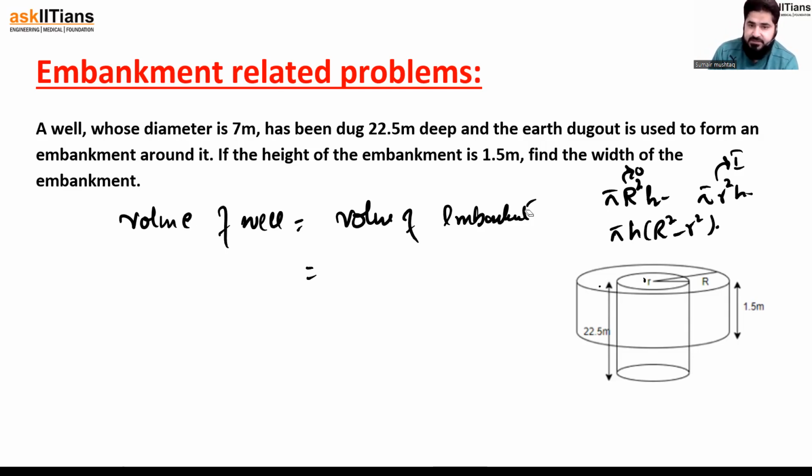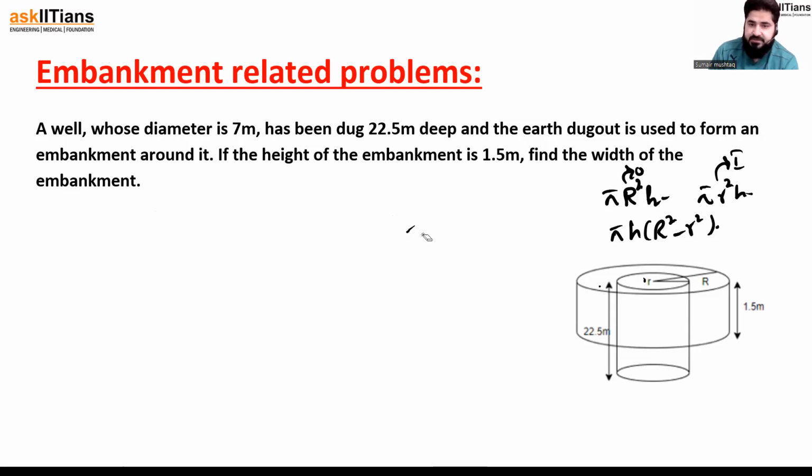So first of all, let's start with this problem. What is given? A well whose diameter is 7 meter, so its radius will be 3.5, isn't it? And its depth is 22.5 meter. The earth dug out is used in the form of an embankment. If the height of the embankment is 1.5, you need to find the width of the embankment.